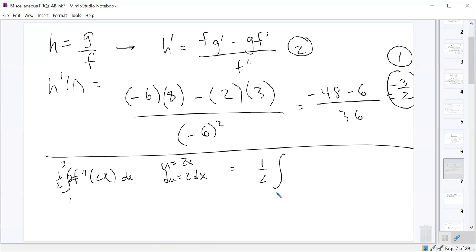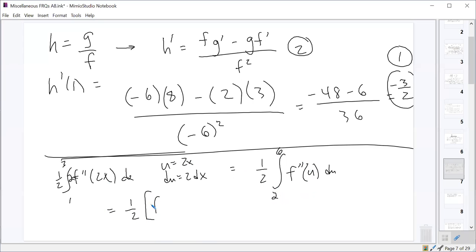What's the lower limit of our integral? 2, and the upper limit's going to be 6, right? We're going to plug in 1 as x, and we're going to plug in 3 as x. Then we're going to get f double prime of u du. And what's the integral of f double prime? It's just f prime, right?